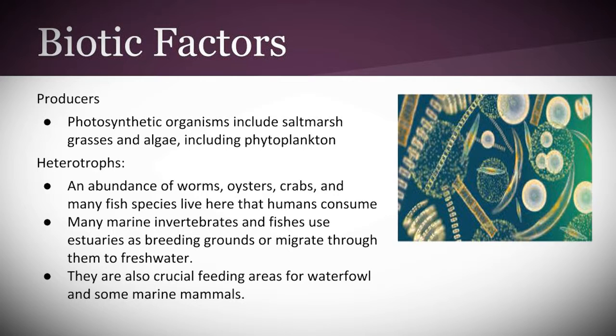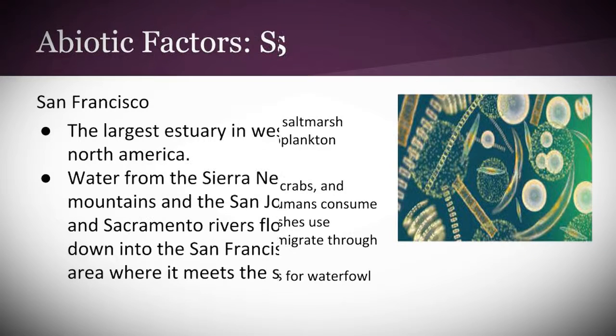Biotic factors. Producers include photosynthetic organisms like salt marsh grasses and algae, including phytoplankton. Heterotrophs include an abundance of worms, oysters, crabs, and many fish species that live there that humans consume. Many marine invertebrates and fishes use estuaries as breeding grounds or migrate through them to fresh water. They are also crucial feeding areas for waterfowl and some marine mammals.